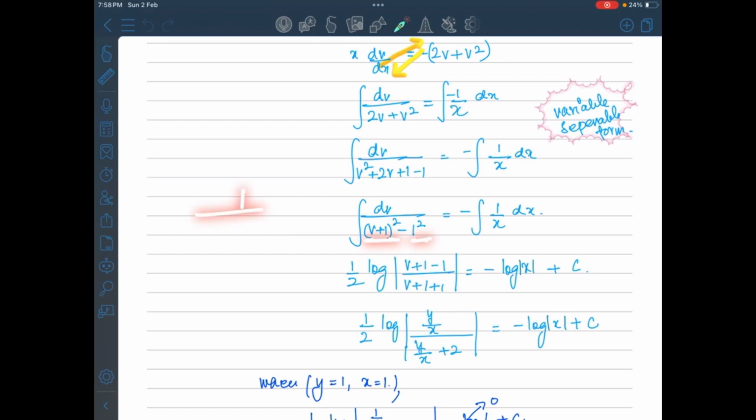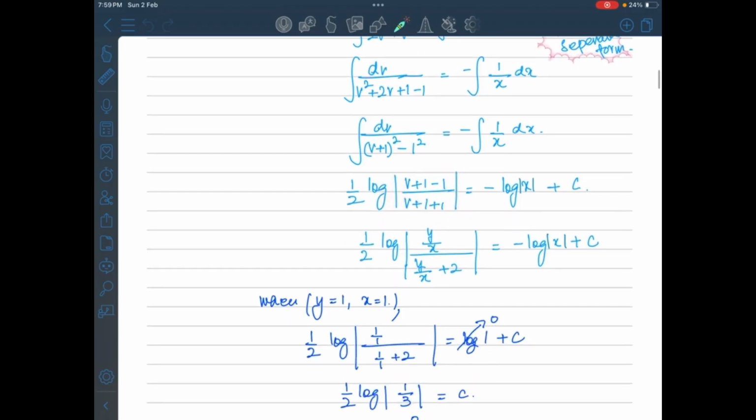Now this is in the form of integral of 1 by x square minus a square. And the integral of this is half a log of x minus a by x plus a. One more very important thing you have to make sure is it should be in mod. In test, don't put bracket. It is supposed to be in mod.